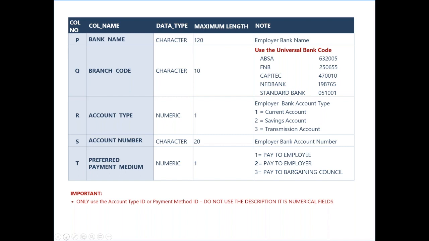Then the account type, it's very important to just use the numeric number. So if you've got a current account, you will only indicate in your spreadsheet a 1. And then in the next field, your account number, please do not add any spaces or anything. It must be your account number. And then the preferred payment method would be to the employer, which will be a 2. And like I said, I'm not dealing with the bargaining councils at this point in time, it's just for employers and people who are submitting on behalf of other employers.